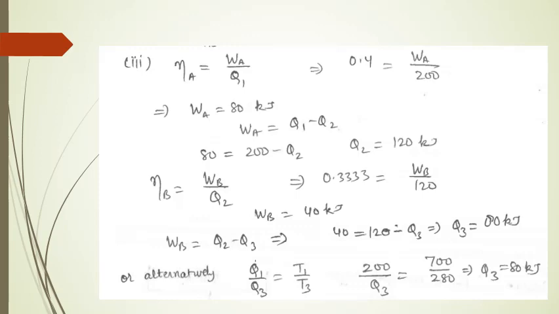We could have done this alternatively also, which could have dispensed with all these steps, and that was Q1 upon Q3 is equal to T1 upon T3, and that will give me the value of Q3 equal to 80 kilojoule. So we could have eliminated many steps and we could have got the value of Q3 directly by using this concept, that is Q1 upon Q3 is equal to T1 upon T3, and we get the value of Q3, that is equal to 80 kilojoule.